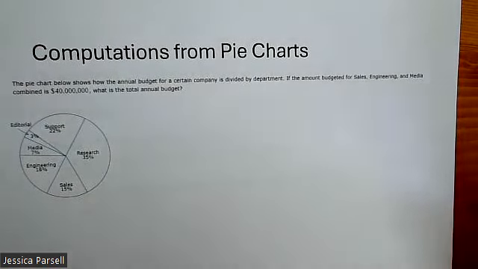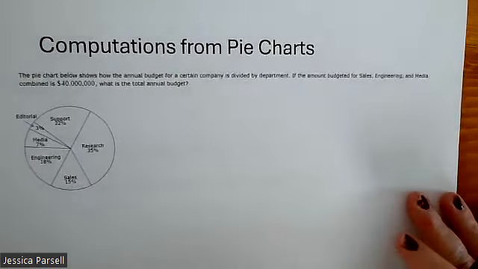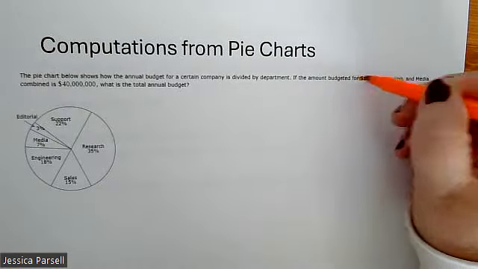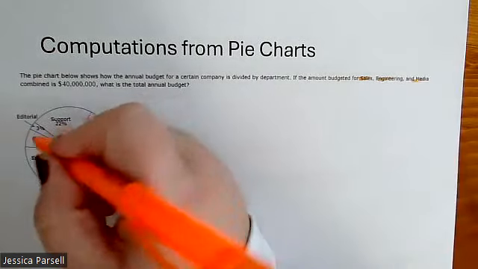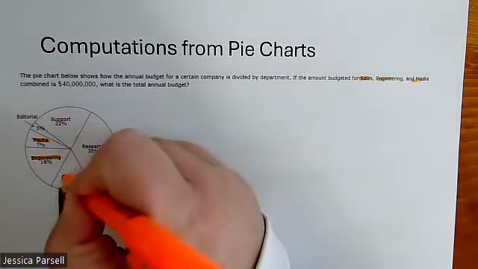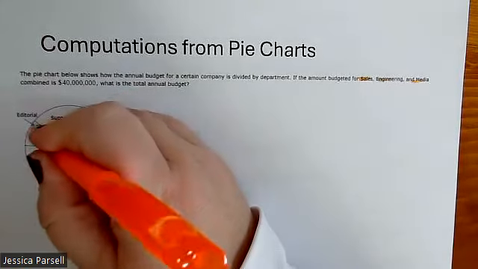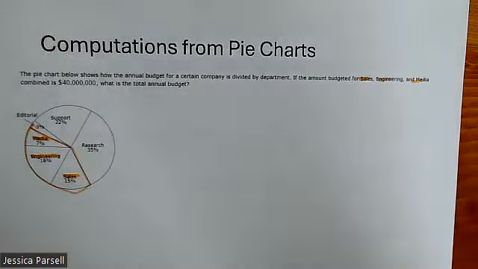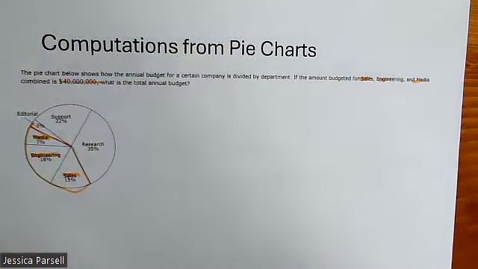Last problem. So it looks like a little innocent pie chart. The pie chart below shows how the annual budget for a certain company is divided by department. If the amount budgeted for sales, engineering, and media combined is 40 million, what's the total annual budget? So sales, engineering, and media. So media, engineering, and sales. So this piece right here, this chunklet of the pie, is responsible for 40 million. So what's the total annual budget?